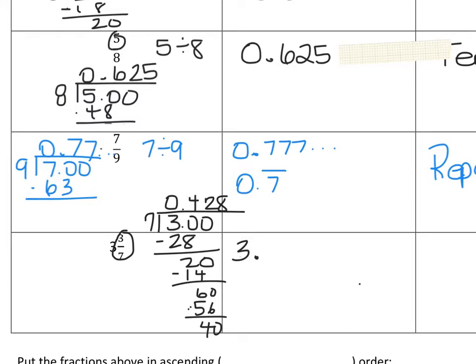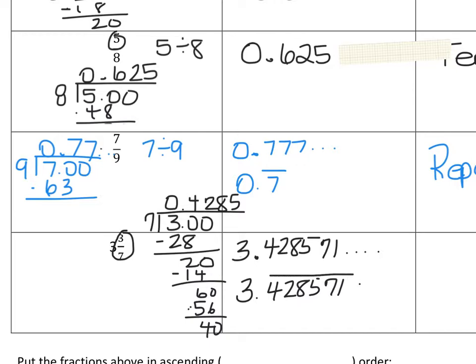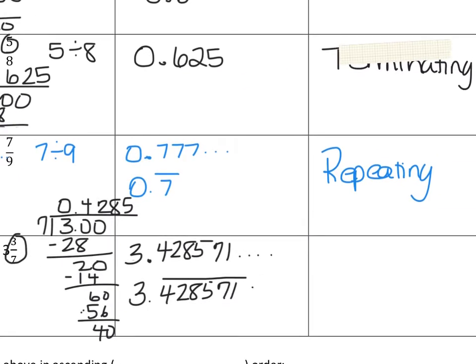5 times. And what's going to happen with this decimal is that we are going to get some repeating numbers. 4285, you would have to keep on going on your paper, 71. And that same set of numbers will continue to repeat. So to write it as a repeater, 428571, the bar over the top, because it would continue to be 428571, 428571, 428571. So this one as well is a repeater.